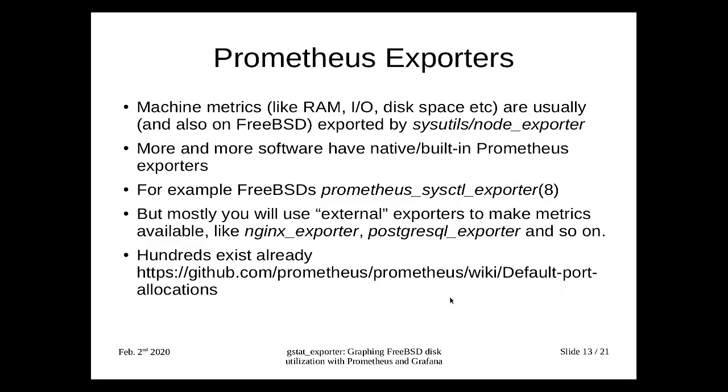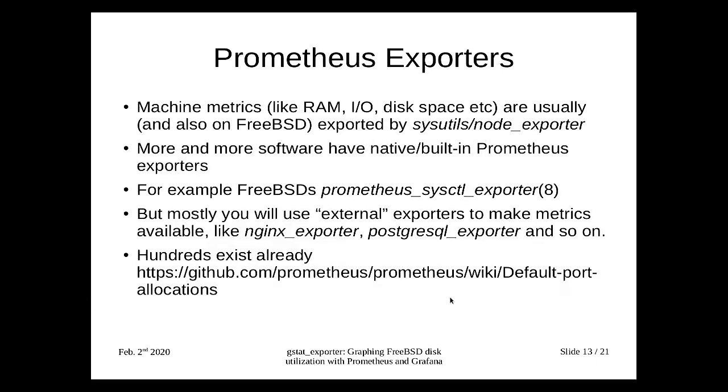There's exporters for every type of software you can almost imagine. There's hundreds of them. Each is allocated a port. On this list, you just go to the wiki and allocate a port. And for the gstat exporter, I got port 92 something. But that's a good list, and you can search for FreeBSD on it and find a few others.